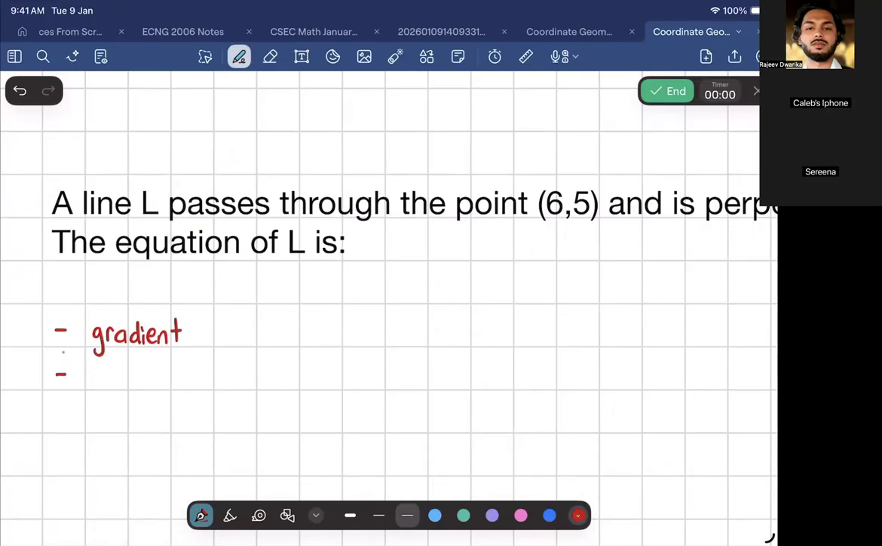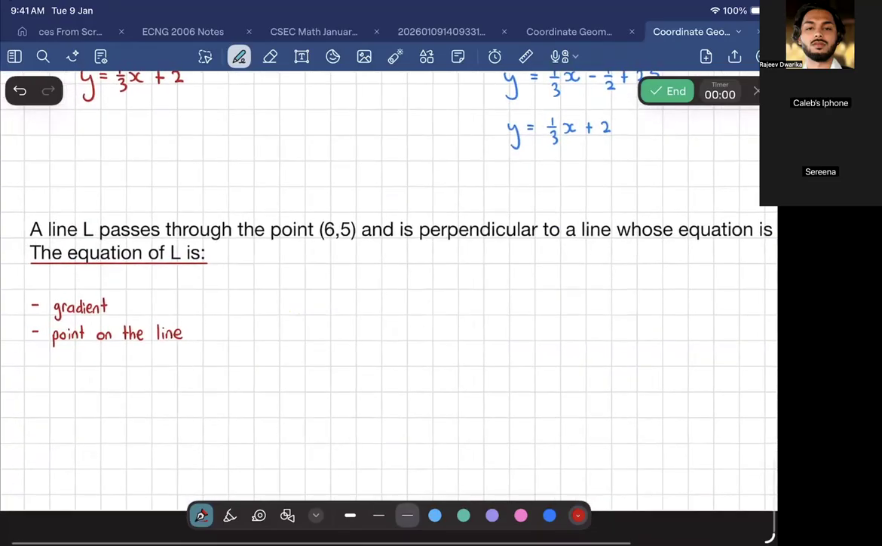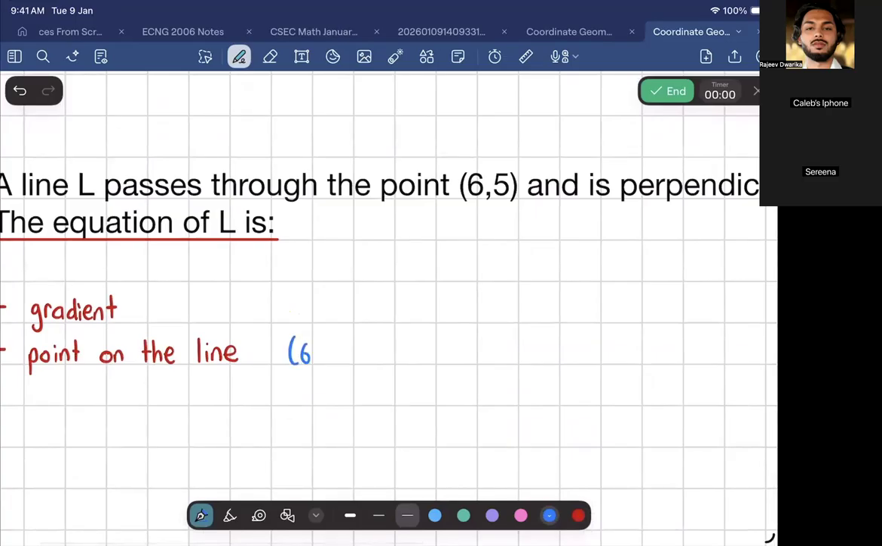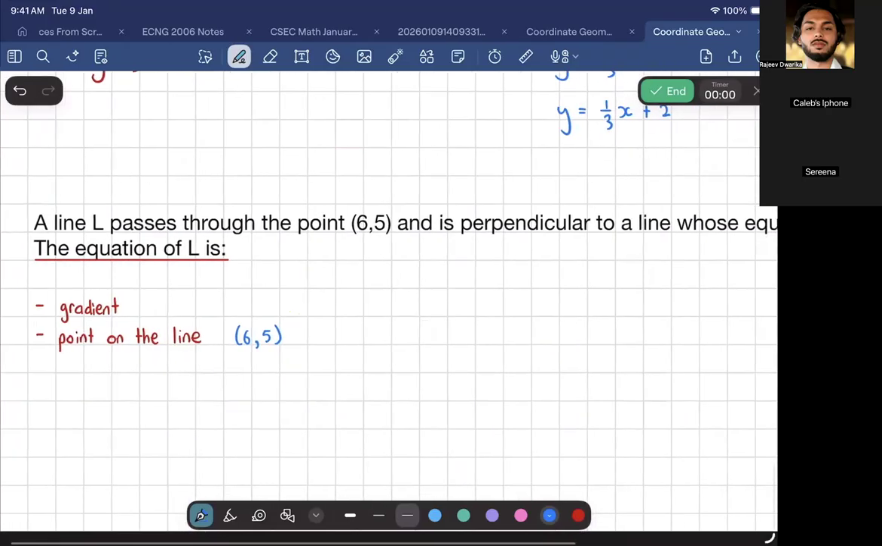You need a gradient, and you need a point on the line. You need a point that falls on the line. And we want to find the equation of line L. That's what we want to find. I want you to read the question and tell me, do we have any pieces of the information here for L? Yes, sir. Which piece of information do we have? That it passes through the point (6, 5). Right? Do we have a point on the line? That is extravagant news. All right, we have (6, 5). Now we need to find the gradient.